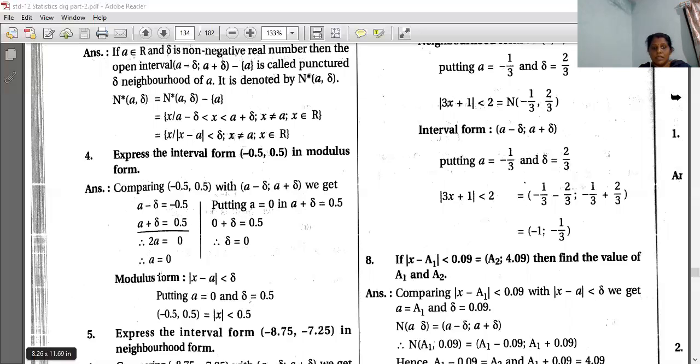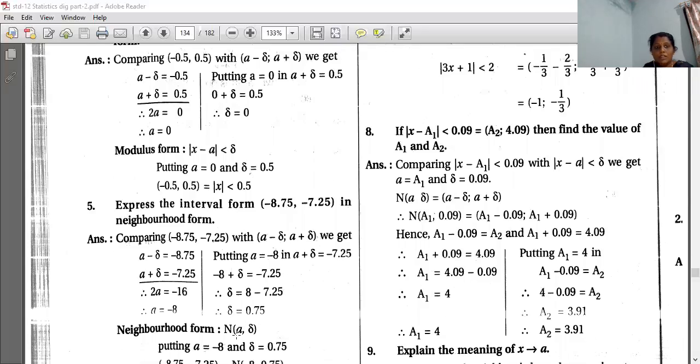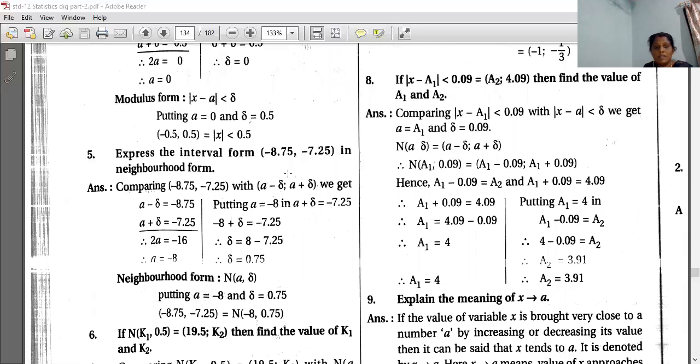Now you have to find, here you got the value of a and delta, and now you have to find it in a modulus form. So modulus form is modulus x minus a less than delta. Putting the value of a and delta in this modulus, you will be getting x minus 0 less than 0.5, that we can write as modulus x less than 0.5.